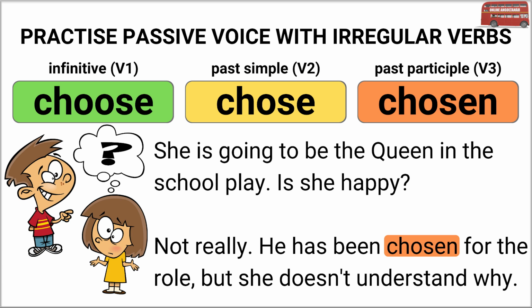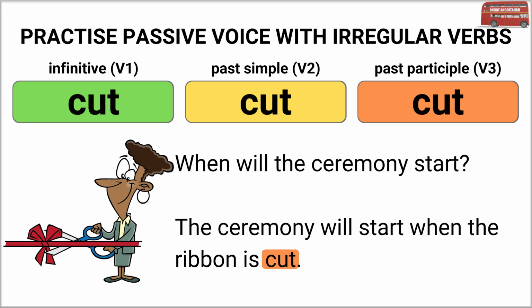Choose, chose, chosen. She's going to be the queen in the school play. Is she happy? No, not really. She has been chosen for the role, but she doesn't understand why. Cut, cut, cut. When will the ceremony start? The ceremony will start when the ribbon is cut.